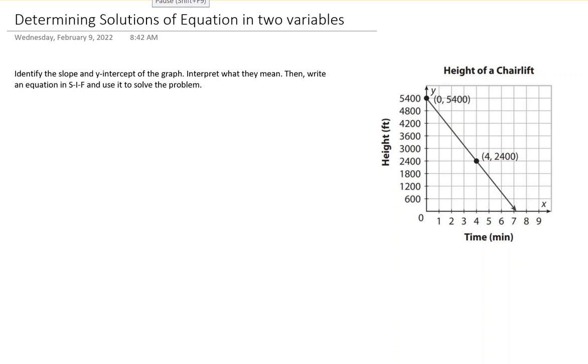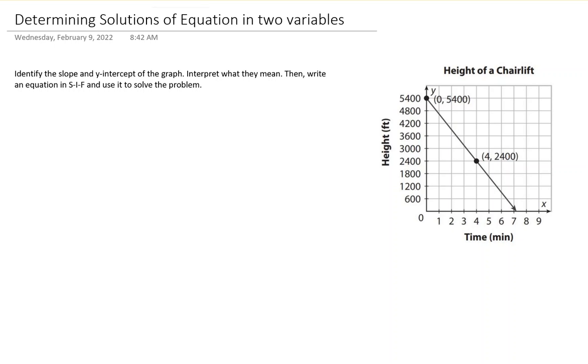So now we're going to work example 3B on slide 5. Its directions are actually on slide 4, just above example A. What I did is I summarized what we're supposed to be looking for and wrote them right here. We want to identify the slope and the y-intercept of the graph, interpret what they mean, then write the equation in slope-intercept form and use it to solve the problem. If you put me on pause, go ahead and read question B and then come back.